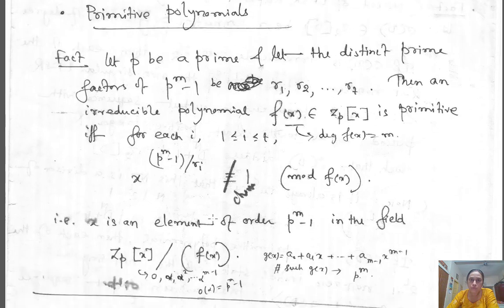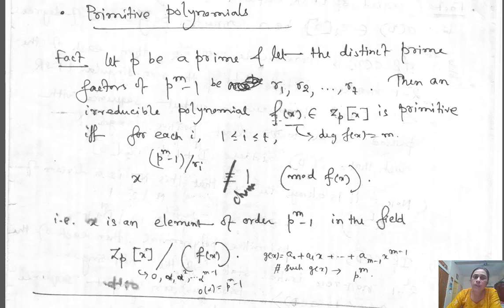A primitive polynomial, more formally, is defined here. Let p^m - 1 have distinct prime factors r1, r2, ..., rt. Then an irreducible polynomial f(x) belonging to Zp[x]. Suppose f(x) is a polynomial of degree m belonging to Zp[x]. In our discussion, we have taken p to be 2, but it holds for any prime.